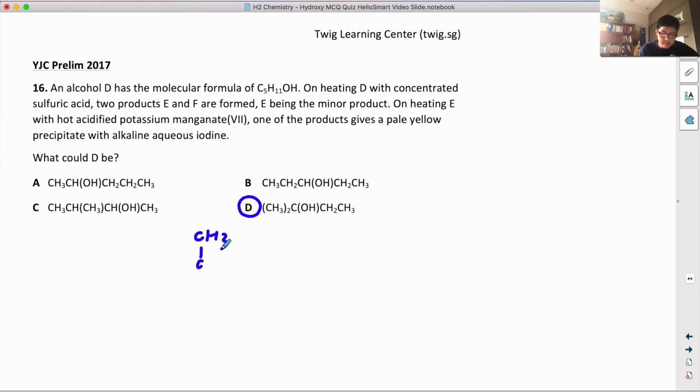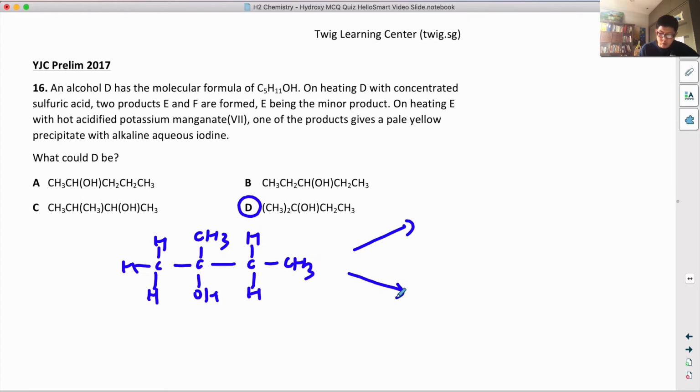All right, CH3. This one also another CH3, but I'm going to just draw it out. This carbon has an OH. This one is a CH2, CH2, and CH3 over here. You're going to get two possible products. So if I take away OH and a H from here, I'm going to just draw it out first. This is what I get. My double bond is over here.